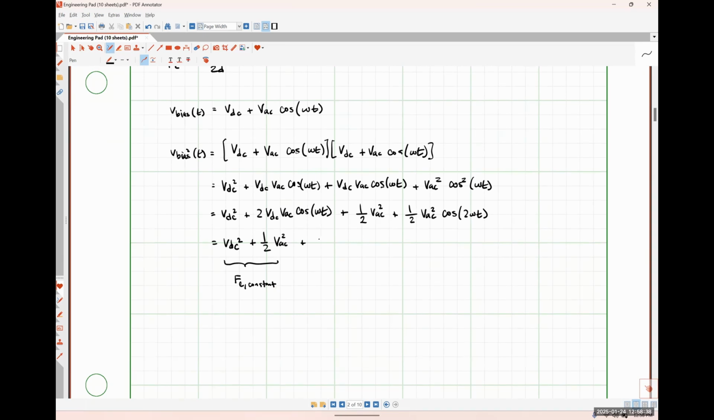And then added to this, I will have twice, or this is going to give me, related to some constant force. Then I'm going to have twice VDC VAC cosine omega t. So this is kind of a mid-frequency thing. And then lastly, I'm going to have 1/2 VAC squared cosine twice omega t.